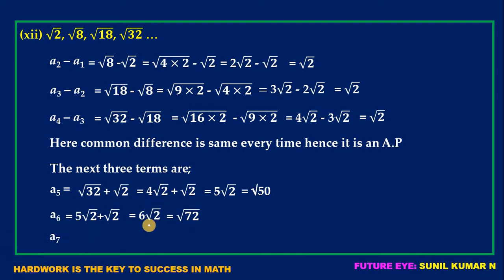Next, let us find a7. For a7, what will you do? You have to add root 72 to root 2. But root 72 we can write as 6 root 2. So add 6 root 2 and root 2, we get 7 root 2. Now try yourself, children. How can you send 7 inside? Make the square of 7. That is 49. So 49 times 2 is 98. Now we have the 3 required terms. Those are root 50, root 72 and root 98.